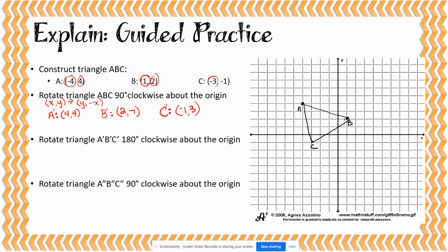So let's put these where they would go. If A prime is at (4, 4), then that's 4 to the right and then 4 up. So this would be A prime. B prime is (2, -1), so that would be right 2 and then down 1. And then C prime would be at (-1, 3), so that's left 1, up 3. And here is C prime. Now I would connect these points.